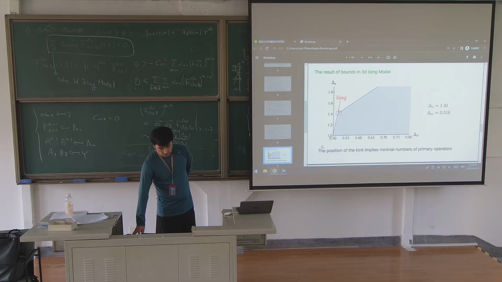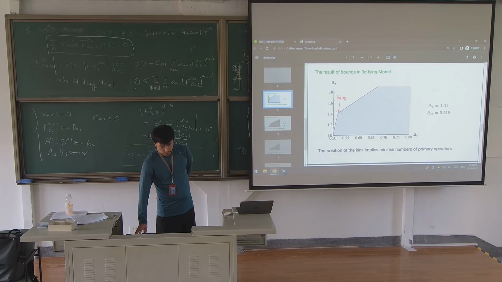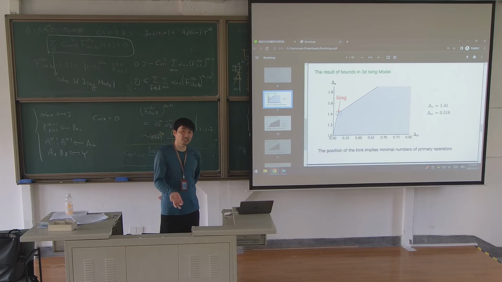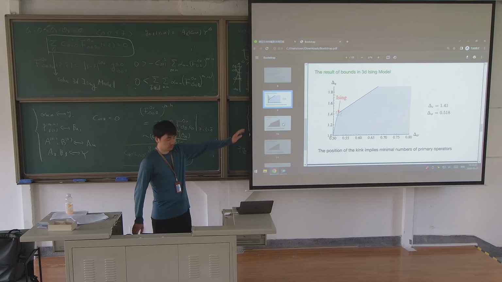That's what they obtained, and it's a very surprising result. It is consistent with Monte Carlo simulation. Even before this paper, there was numerical simulation using Monte Carlo to get this critical dimension, and they are in fact consistent.